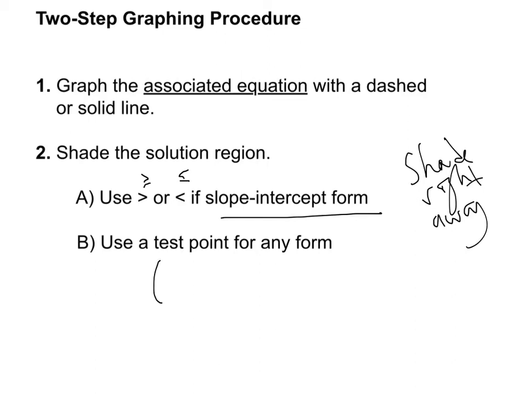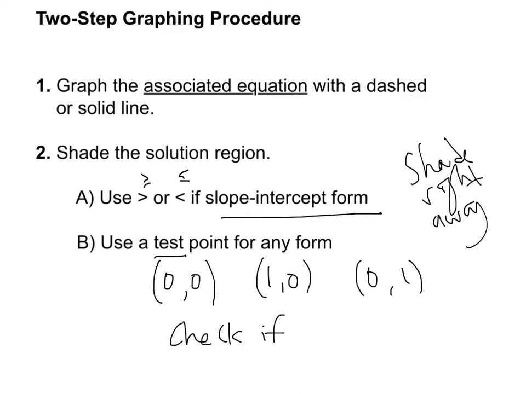The test point that's typically used is 0, 0. You can use variations of that, 1, 0 or 0, 1. The point is to choose numbers that are easy to evaluate. When you test, you plug that ordered pair into your inequality and see if it's true. If it's true, you know that the region containing that test point must be shaded. If it's not true, then you shade the other half plane.